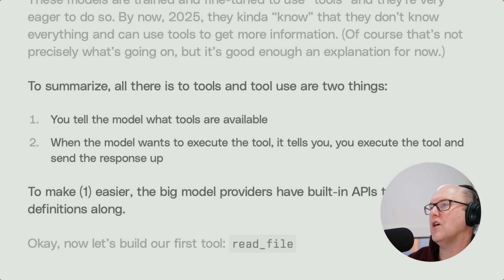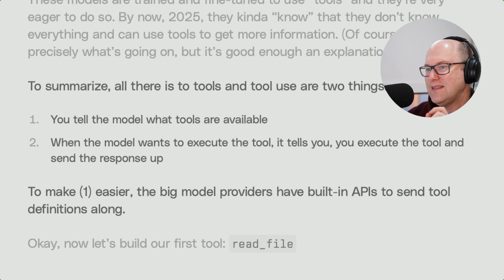To summarize, all there is to tools and tool use are two things. You tell the model what tools are available, then when the model wants to execute the tool, it tells you, you execute the tool and send the response up. To make step one easier, the big model providers have built-in APIs to send tool definitions along with your requests.